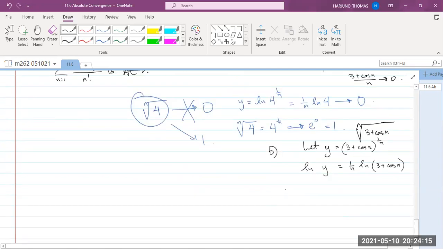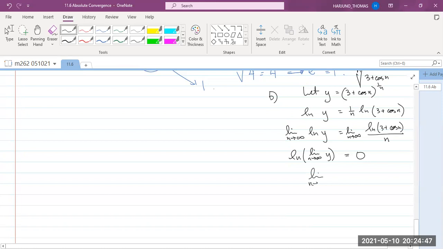Now apply the limit. Limit as n goes to infinity of natural log of y equals the limit as n goes to infinity of natural log of 3 plus cosine n over n, and we know that is equal to 0. On the other hand, on the left hand side, you switch the limit and natural log. So the limit as n goes to infinity of y is e to the 0, which is 1. That's actually the work.